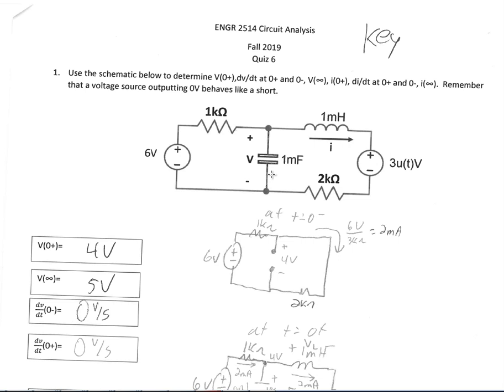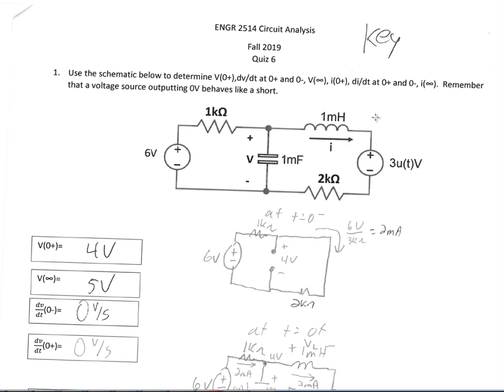Likewise, you were asked to find the initial current flowing through this inductor here. You were asked to find the final current as t goes to infinity, and you were also asked to find the derivative of that current at t equals 0 minus and t equals 0 plus. So just like we have done on all sorts of problems similar to this, we want to go ahead and draw what that schematic will look like at t equals 0 minus.